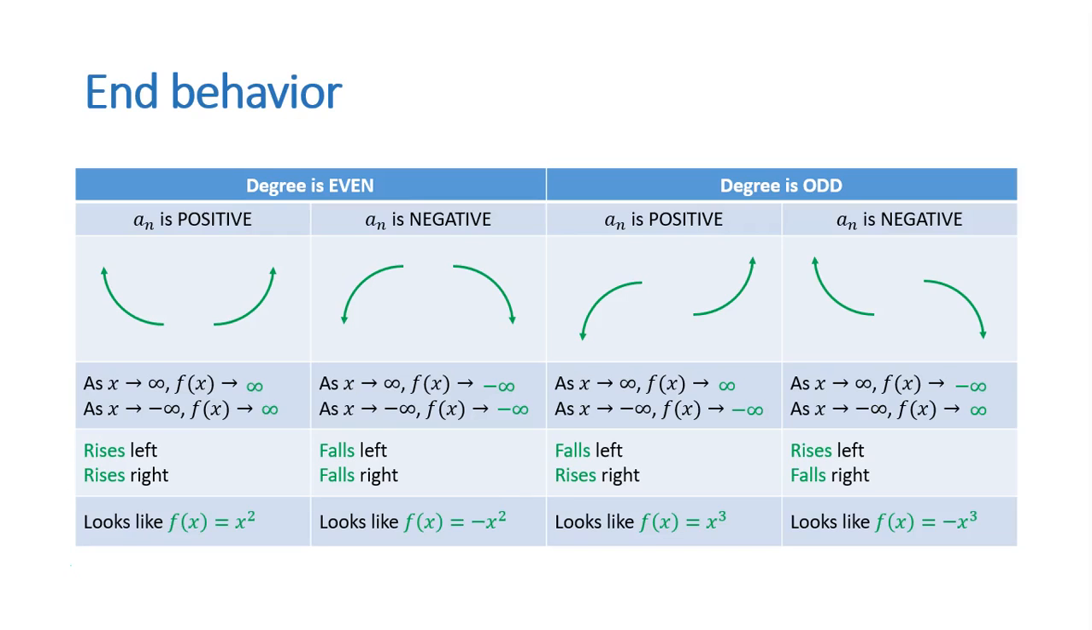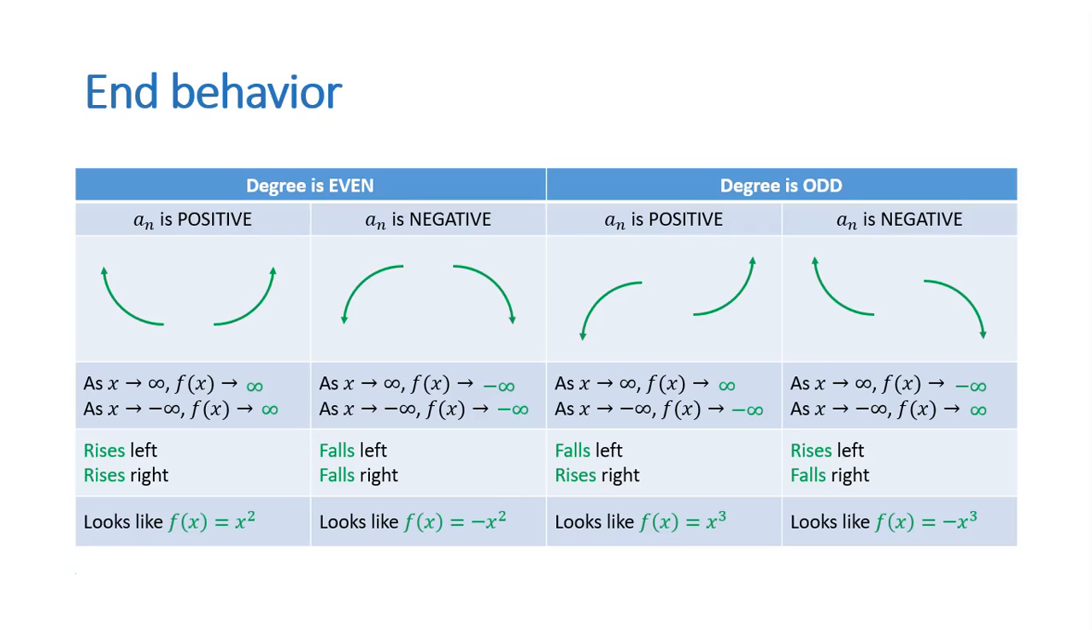So that's a nice way of saying as our x values get really, really big in the positive direction, our y values also get really, really big in the positive direction. And then as x goes to negative infinity, f of x also goes to infinity. So as our x values get really, really big in the negative direction, our y values get really, really big in the positive direction. If we want to describe this in words, our graph is rising to the left and it's rising to the right.